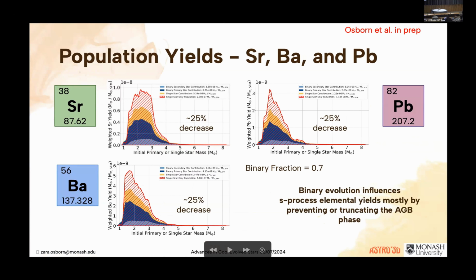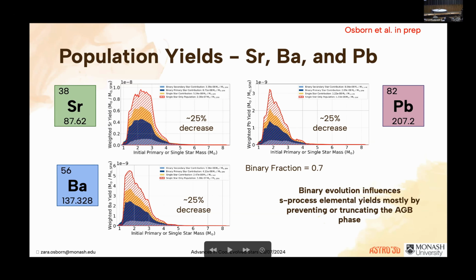The main cause for this is that through binary interactions, the AGB phase is either being truncated or the star is just not entering the AGB at all. Additionally, mergers between low mass stars may cause them to begin to hot bottom burn, which will further limit the AGB star's ability to synthesize any S process. Considering that AGB stars are the primary source for half of the heavy elements that we find in the universe, including almost all of the S process elements, it is important to consider the influence of binary evolution when we are studying stellar populations.